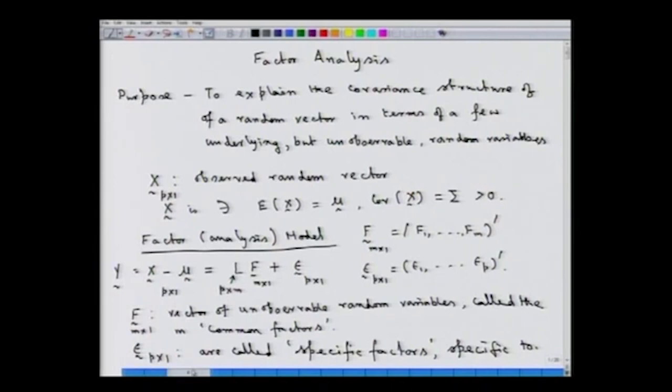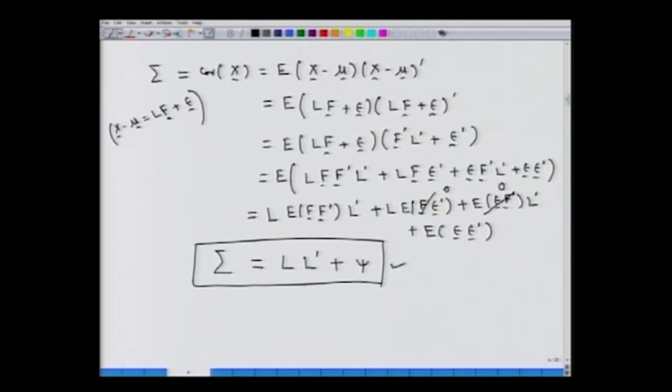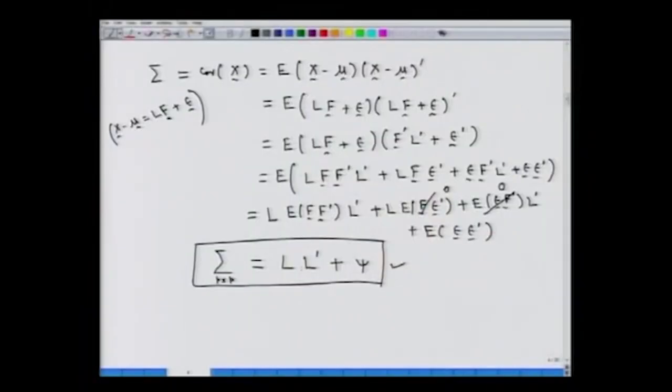So this is the structure we would require in order to have an m factor model to hold when the original random vector is p dimensional. So this one, as we can recall, is a p by p matrix. This is a p by m matrix of factor loadings. This is the transpose of that, so that's m by p, and this is a p by p diagonal matrix.